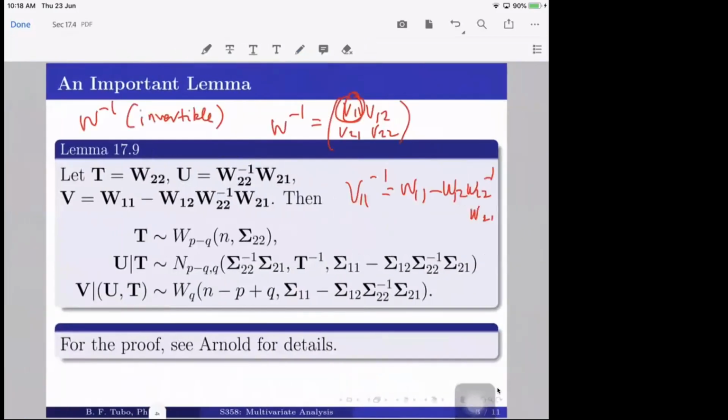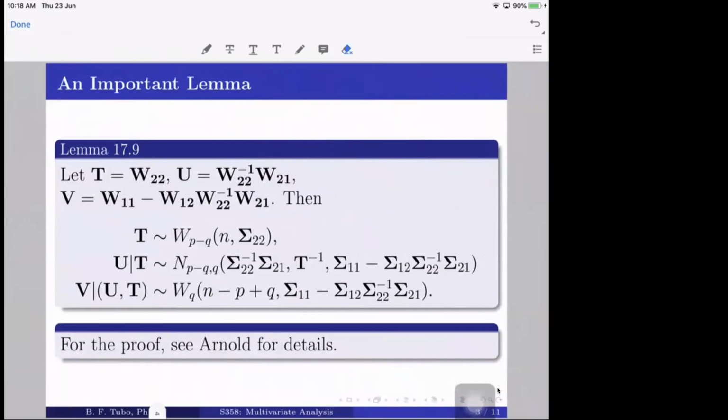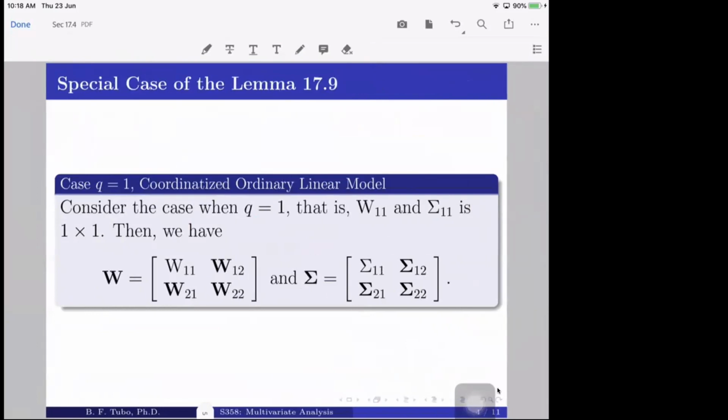We will see the application of these results. The proof of this is given in Arnold, but I will emphasize the discussion on its application. So just take note that T will be Wishart, this one will be normal, and this one will be Wishart. And let's have its application for the coordinatized ordinary linear model.